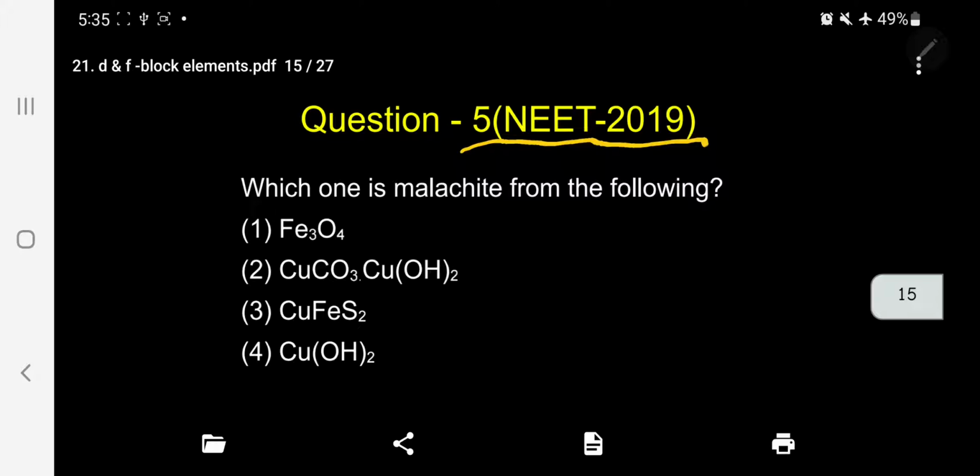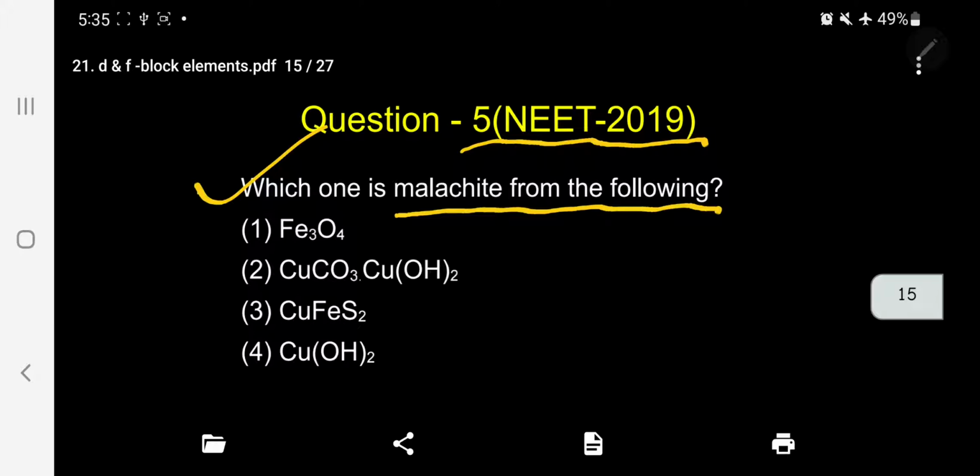Next question. Question 5. Asked in NEET 2019. Let me read the question. Which one is malachite from the following? So normally in the isolation of elements, we have come across a number of ores, names of the ores. So you have to memorize these as per our syllabus. Different types of ore: oxide ore, sulfide ore, halide ore, silicate ore, phosphate ore, a number of ores are there. So you have to memorize your syllabus, because they may ask. This is one of the questions from memory. There is no theoretical explanation. Only from the memory. Which is malachite?